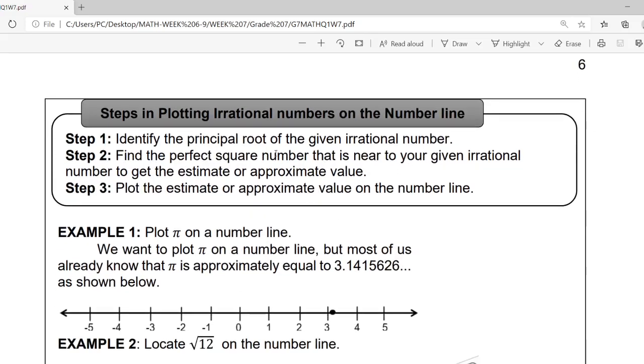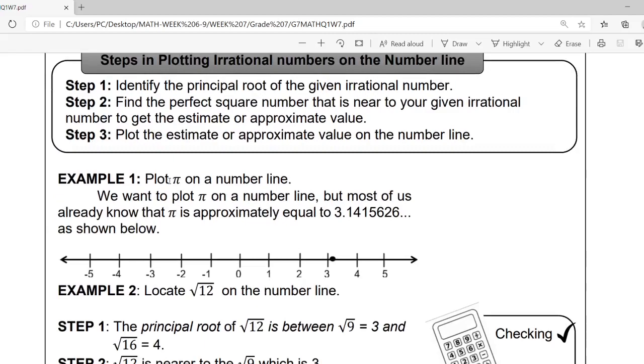Next, steps in plotting irrational numbers on a number line. So identify the principal root of the given irrational number. Find the perfect square number that is near to your given irrational number. Then, get the estimate or approximate value, and plot the estimate or approximate value on a number line.